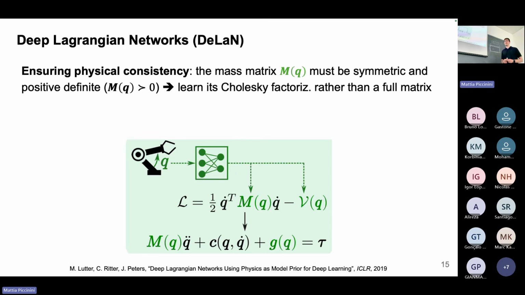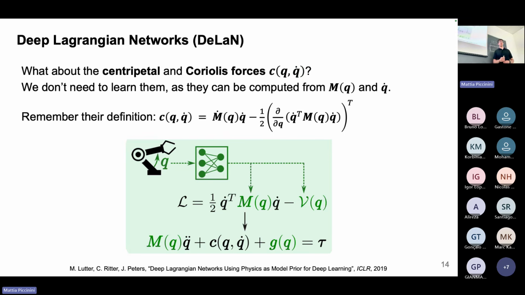And then what happens? Okay, if we use a general purpose network, we are learning the mass matrix, but we're not considering that it needs to be symmetric and positive definite, right? So we may learn a matrix that is a full matrix, a dense matrix, and it's not symmetric and positive definite. Then the physics doesn't work anymore.